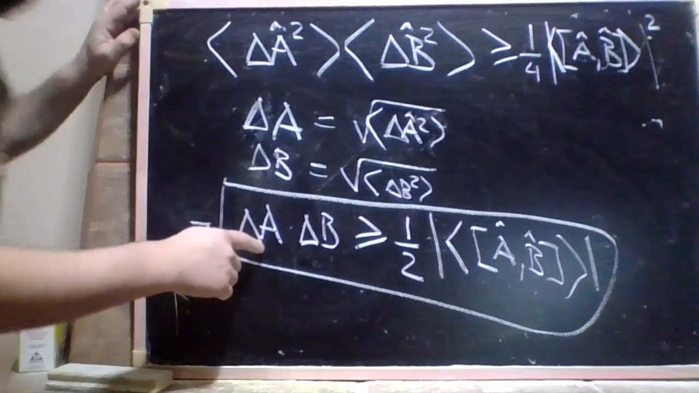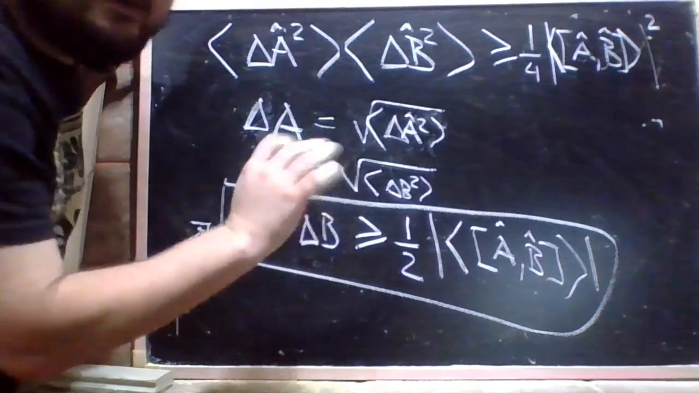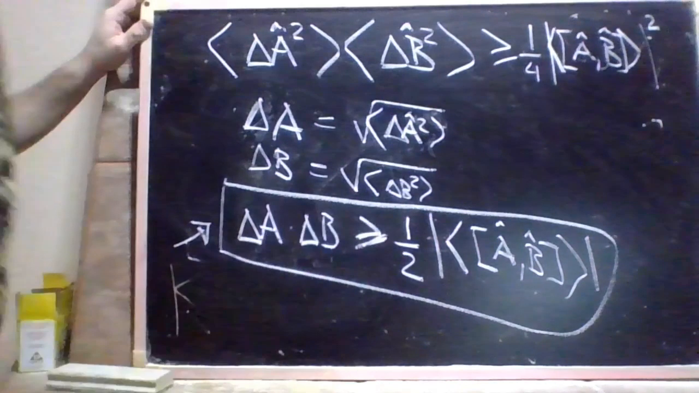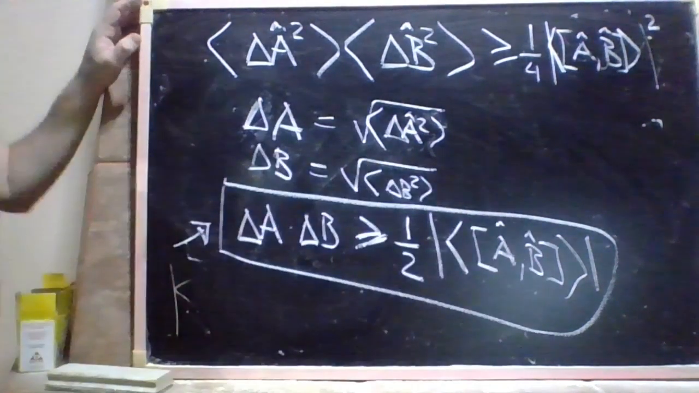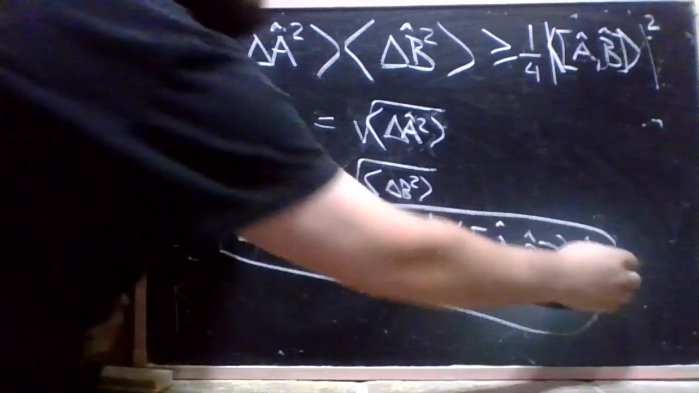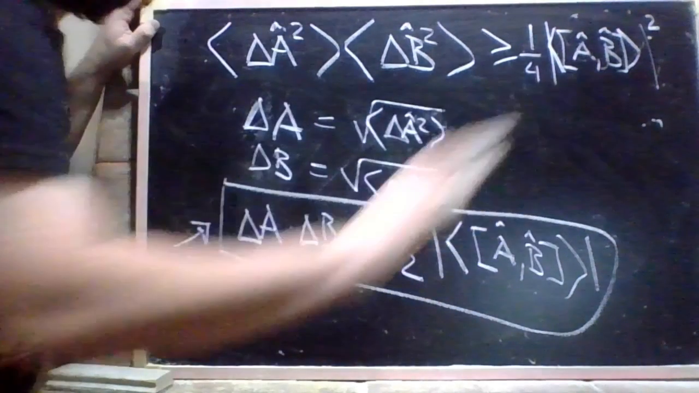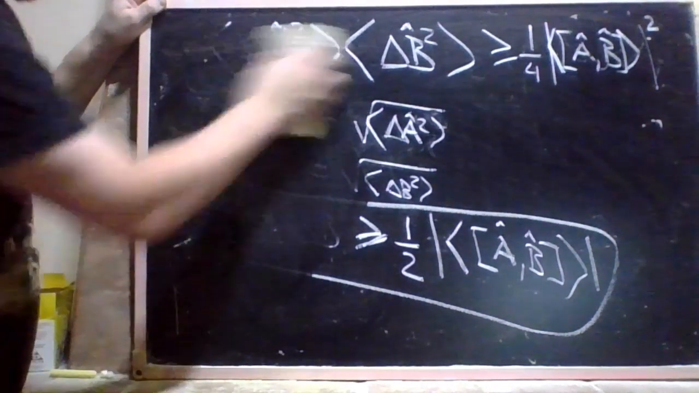Right? This is the standard deviation of A, this is the standard deviation of B given the state, and this is always greater or equal to half the average of the commutator. Right? There will be another term here, the anti-commutator, which we dropped out. Right? This is the uncertainty principle.